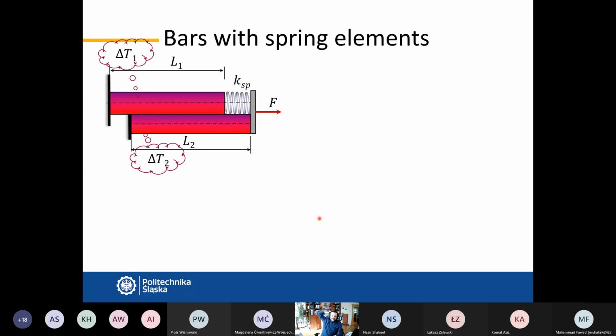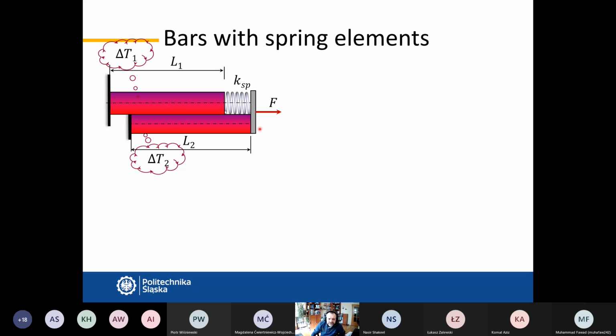And the other possibility, again, to release the stresses, the mutual interaction between bars in contact, bars in parallel, is to introduce the spring element. So this is schematically shown here as a spring put between the connection of these two bars. So exactly, we have a situation that they are in series. The spring is in series with the bar.